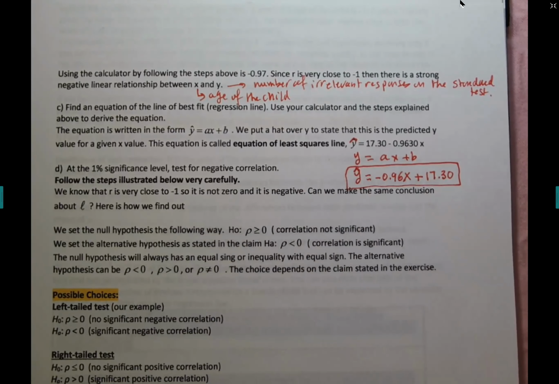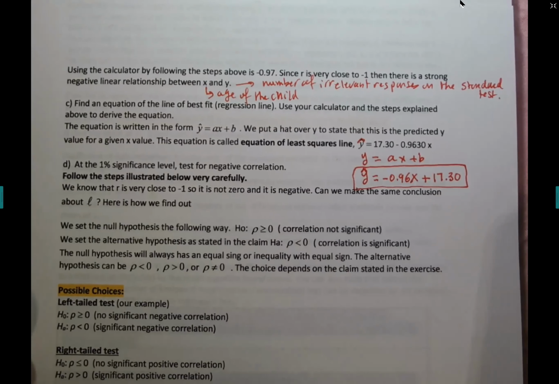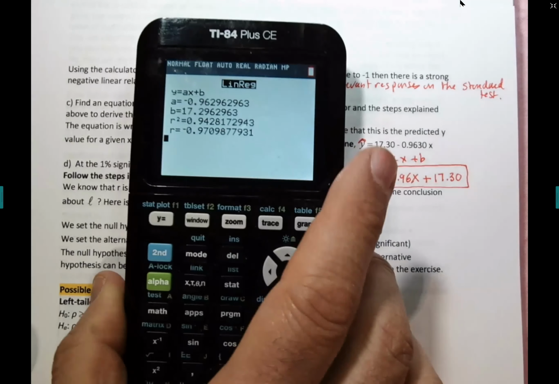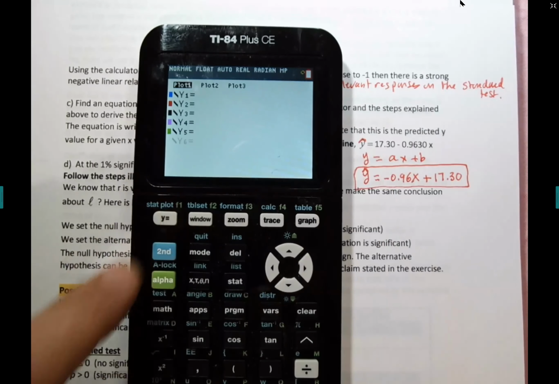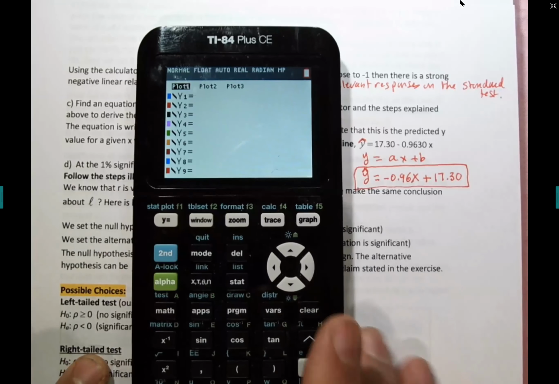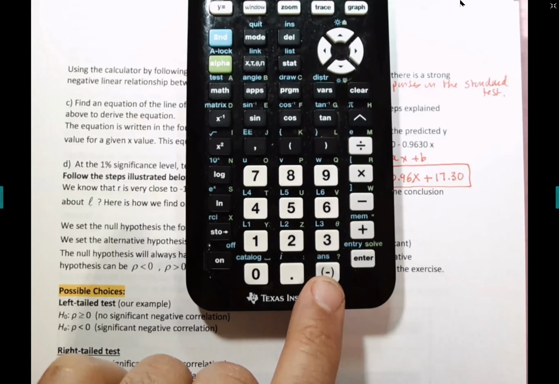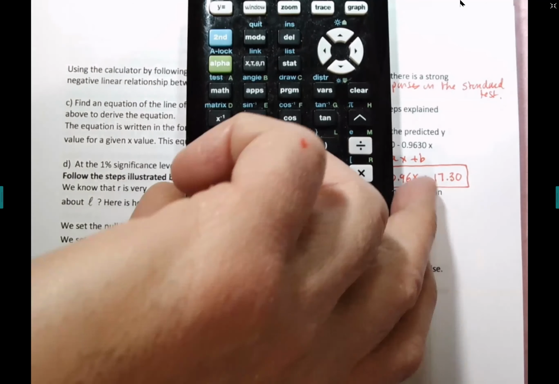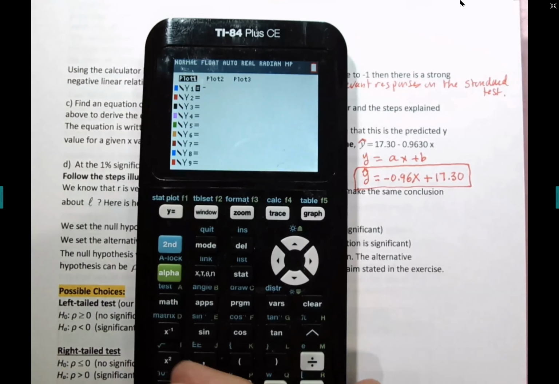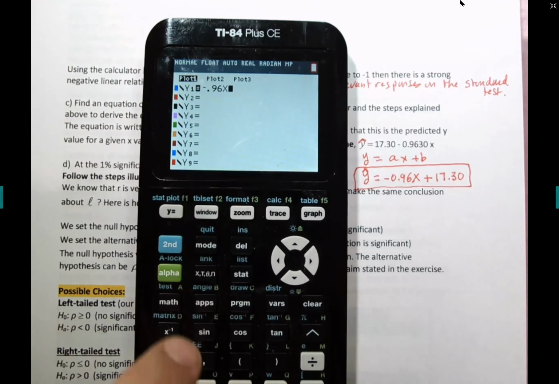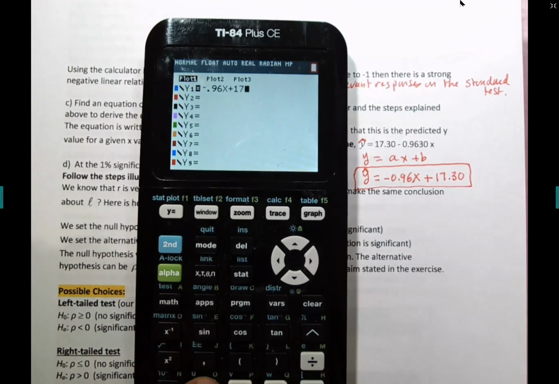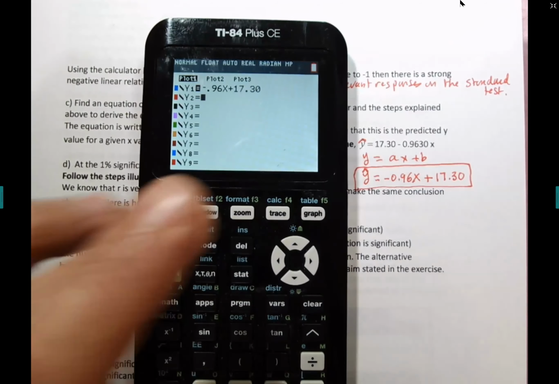Now, if you want to show this line on your scatter plot, here's how you show it. Watch. You just go to y equals, and you want to see this line in action. Since I'm putting a negative sign first, you have to use a negative sign right here. So that's a negative. You cannot put a minus here. Negative 0.96 x, there's the x right there, plus 17.3. Okay, graph.